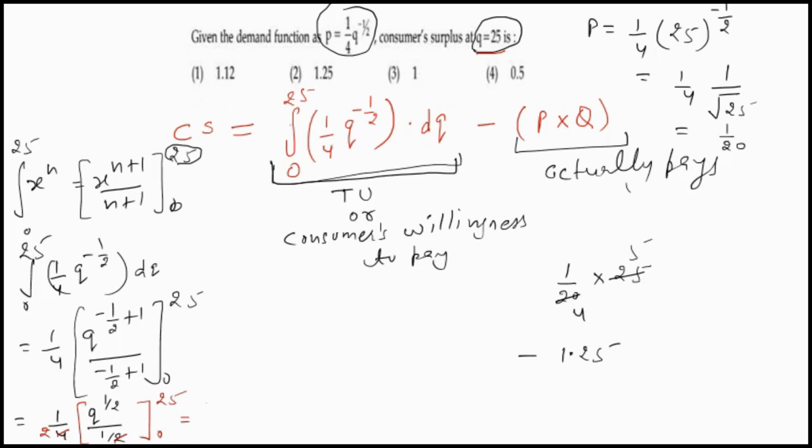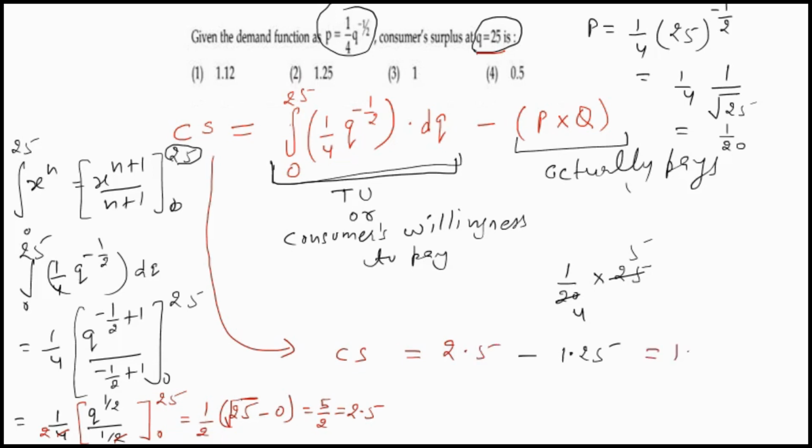So the answer we get is 1 by 2. First we put 25 for q, and then we put 0. This is basically now root 25. So it will give us 5 by 2, which is 2.5. I put this 2.5 here, this CS will become 2.5 minus 1.25, which is 1.25. So B is the correct answer. This second option is the correct answer.